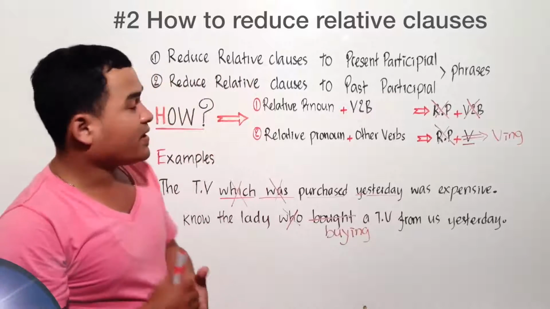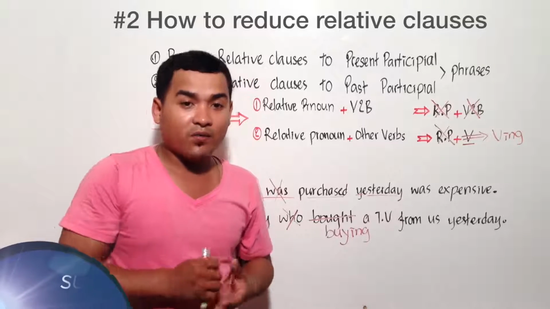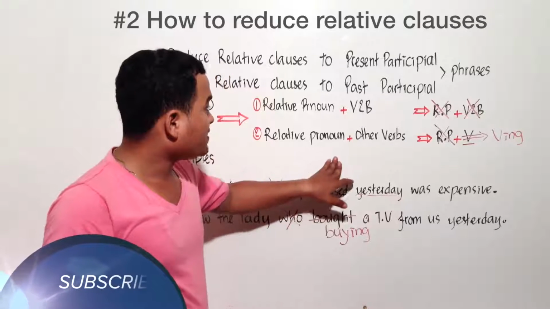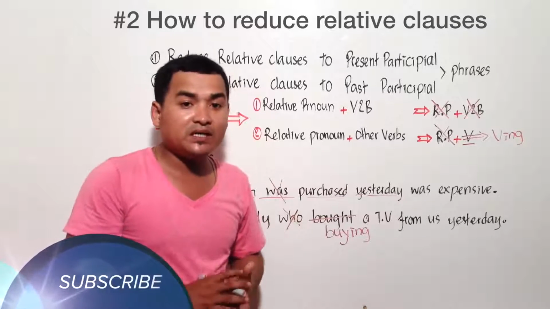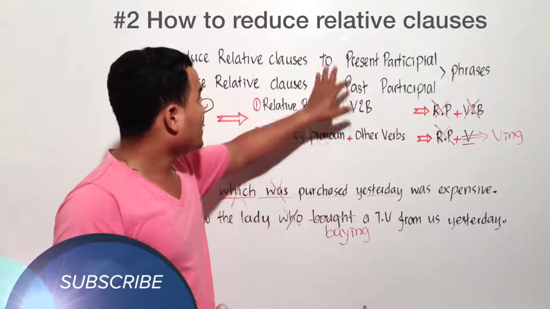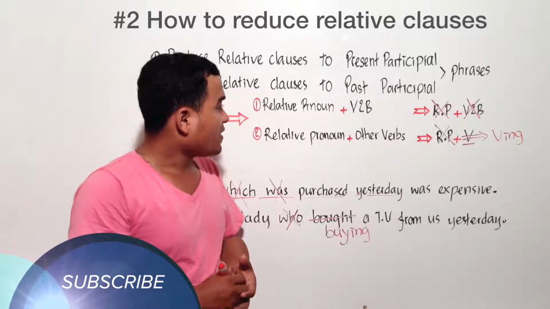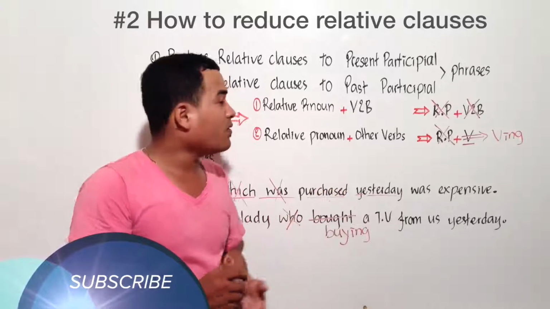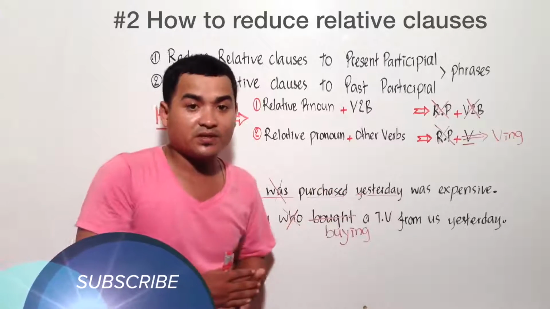All right, so this is the end of English Grammar Lesson 2. I hope you are now confident and clear about how to reduce relative clauses, or adjective clauses, into phrases.